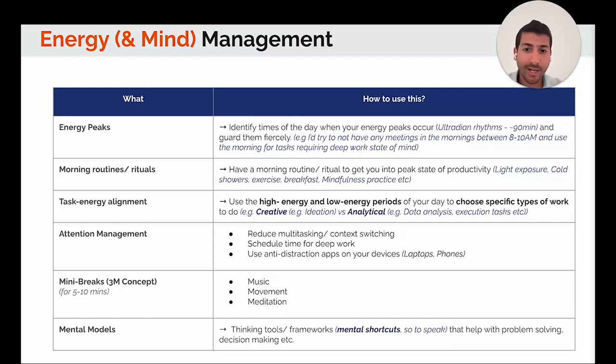For example, I would try to not have any meetings in the mornings between 8 to 10 a.m. and would use that time instead for tasks requiring a deep work state of mind, right? And there's some science-backed reasons at play here, right? Every human body has something called the circadian rhythm, which you might be familiar with, which is pertinent to your sleep cycle. And then you have something called the ultradian rhythms, which is more of a 90-minute cycle that keeps repeating. So you have these 90-minute cycles where your energy peaks and then it dips, right?